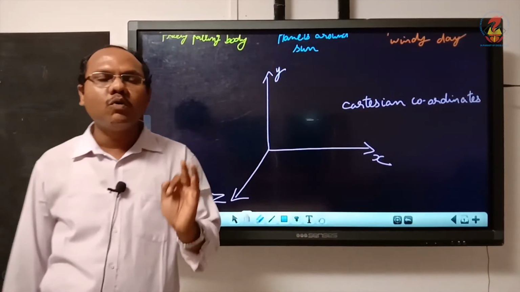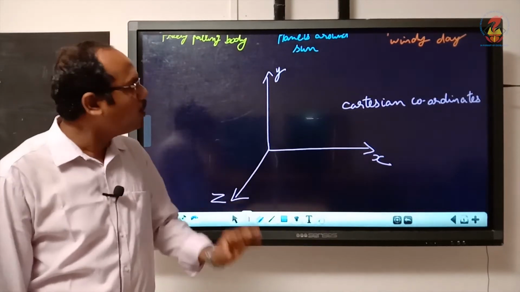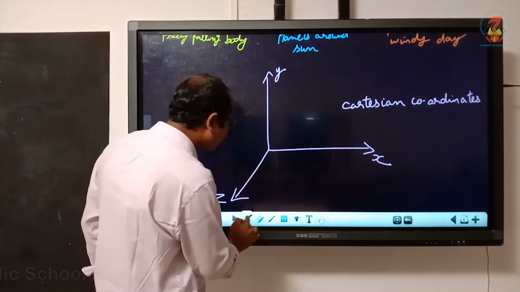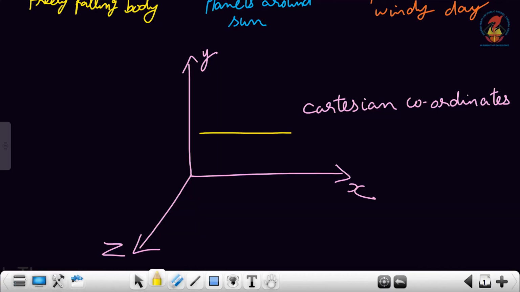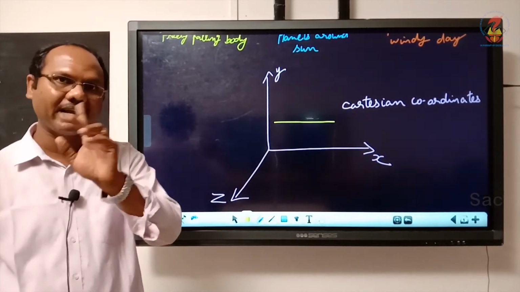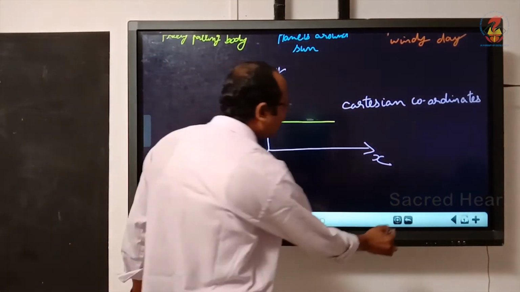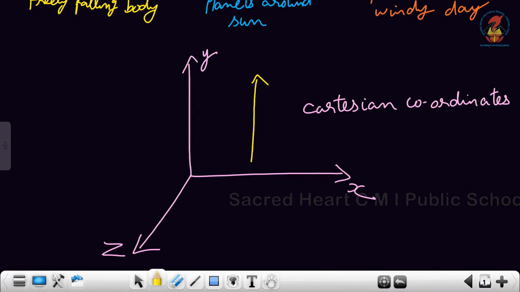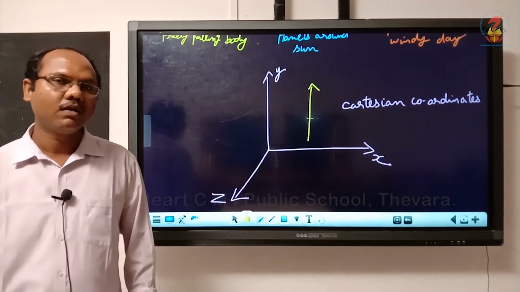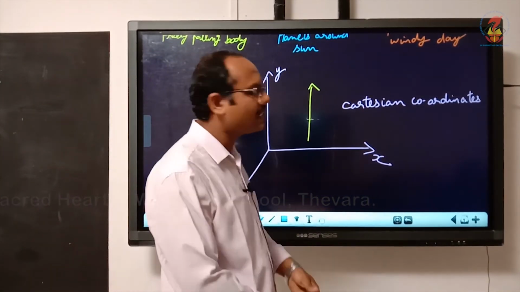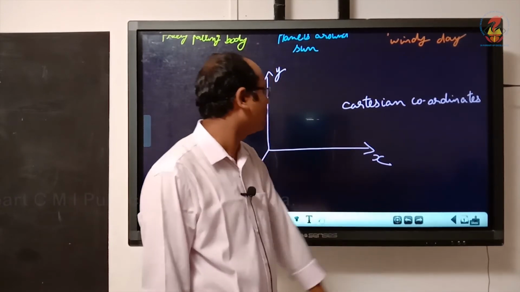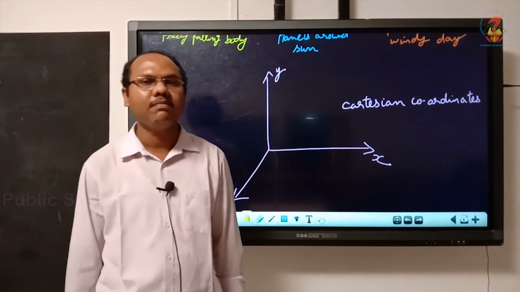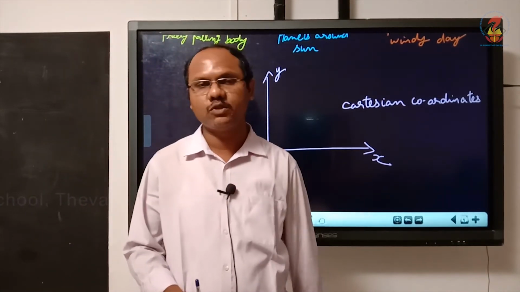If any body moves in such a way that only one axis is changing, say for example, a car is moving along a straight line, only x-axis is changing, then this motion is considered as one dimension. Now imagine another situation. A rocket is launching like this. Only y-axis is changing. So such kind of motion is called one-dimensional motion. If only one axis changes with time, then we call the motion as one-dimensional motion.